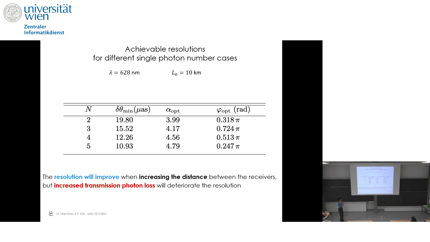In this table, there are some values for different numbers of photons, and we see that we go from 2 photons, where we get a resolution of 19 microarcseconds, up to 5 photons, where we get a resolution of 10 microarcseconds. And we see that the optimal distance at which we obtain this actually increases. So when we increase the number of photons, we also have better imaging resolution.